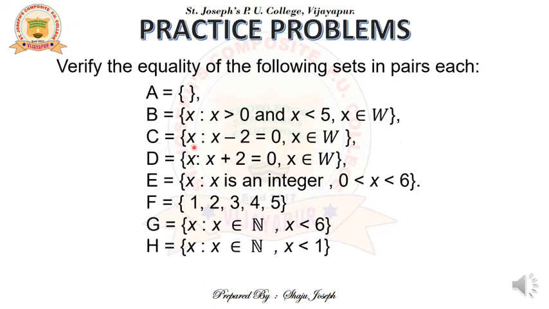Now here C is the set of all x such that x minus 2 is 0. So it's a very simple equation, x minus 2 equal to 0. I hope you can find out the value of x here. And similarly D, x plus 2 is equal to 0 and x is a whole number. E, x is an integer between 0 and 6. Only integer values between 0 and 6 you take. F, 1, 2, 3, 4, 5. G, natural numbers less than 6. H, natural numbers less than 1.